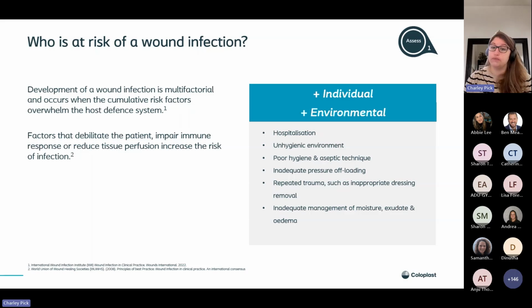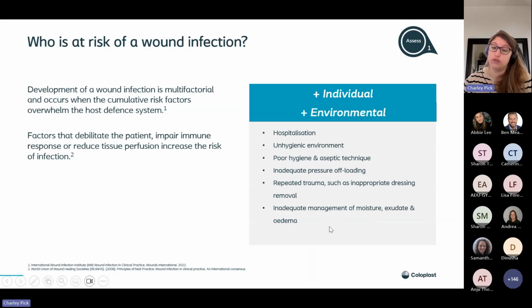Inadequate pressure offloading, repeated trauma. So this could be your inappropriate dressing removal. Dressings such as Biatain silicone can be left in place up to 7 days. If it doesn't need changing within those 7 days, leave it for that 7-day period. Sometimes we can get tied into thinking we must see these patients twice a week, 3 times a week. In actual fact, we don't need to be. And then your inadequate management of moisture, exudate and oedema.